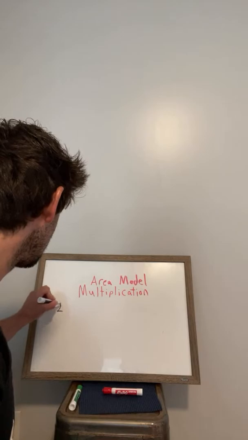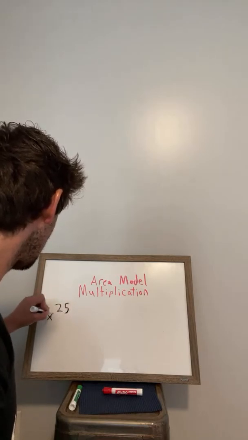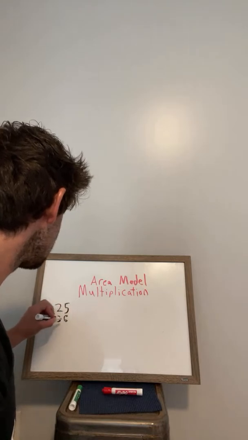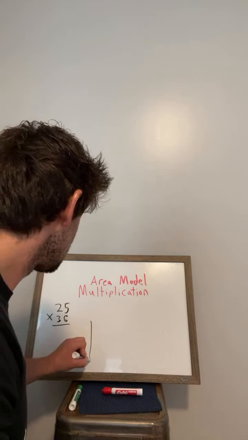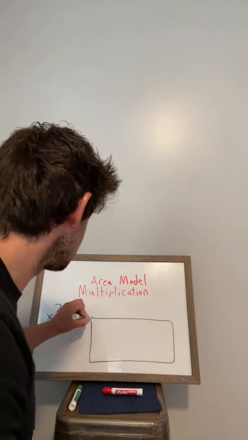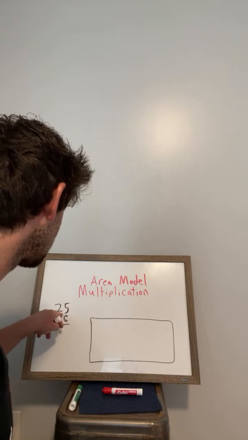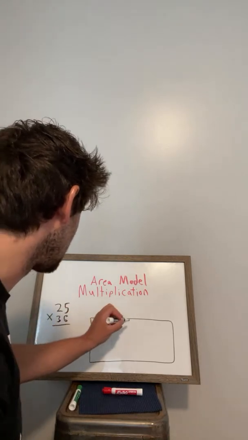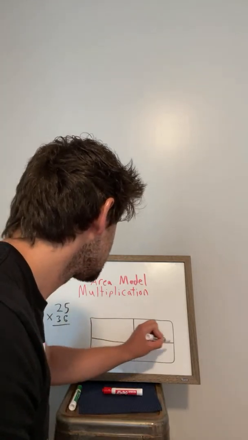Next problem, we're going to do 25 times 36. So two 2-digit numbers, so we're making a box for the tens place and for the ones place for each number here. So we should have 4 boxes.